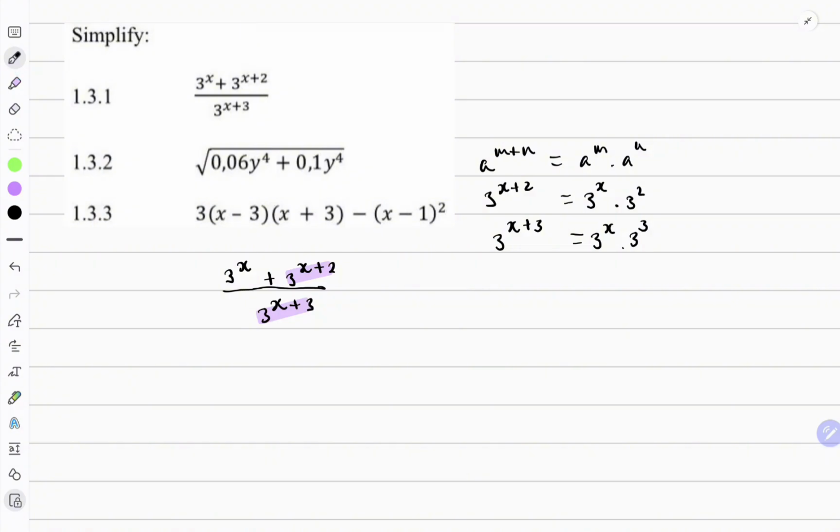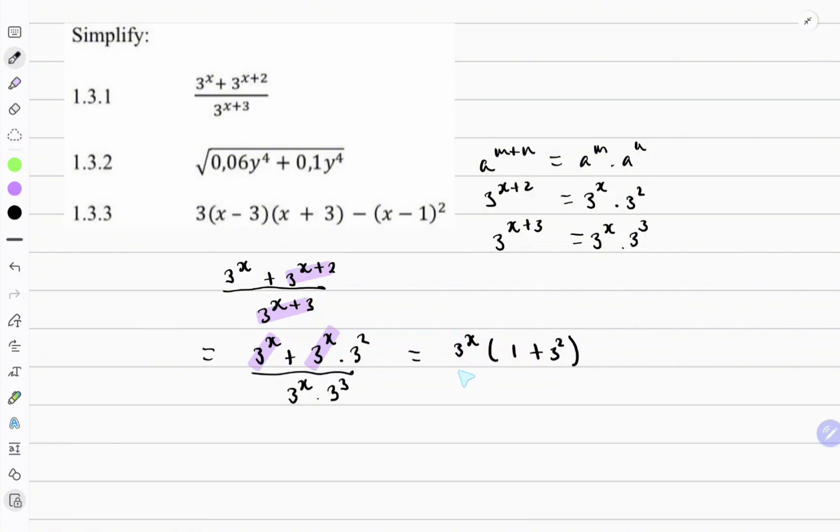So we can rewrite our exponential expression as 3 to the power of x times 3 to the power of x times 3 to the power of 2, all over 3 to the power of x times 3 to the power of 3. So you can see in the numerator, you've got 3 to the power of x, which is a common factor. So you can factor out 3 to the power of x. So you're left with 1 plus 3 to the power of 2.